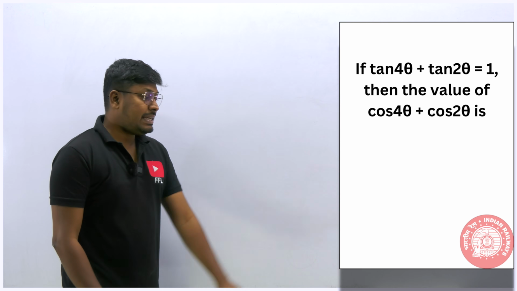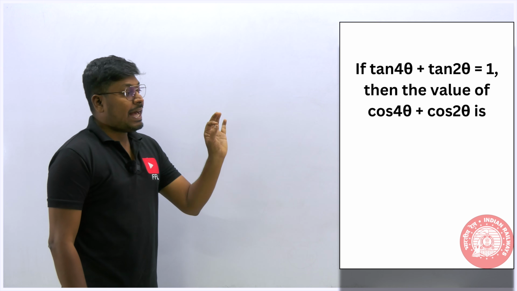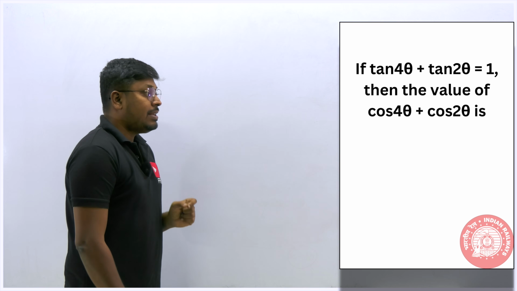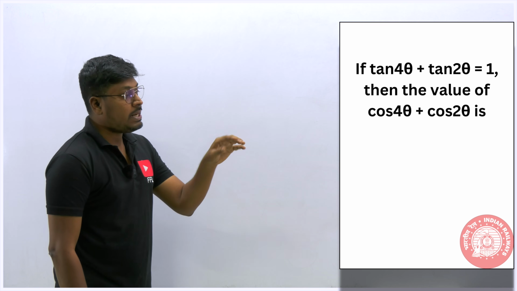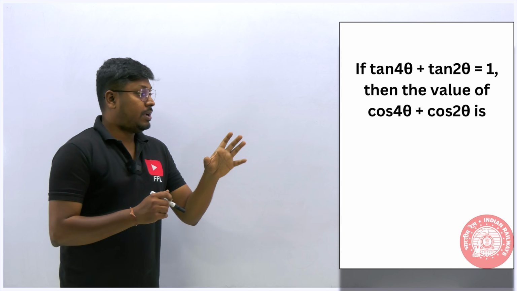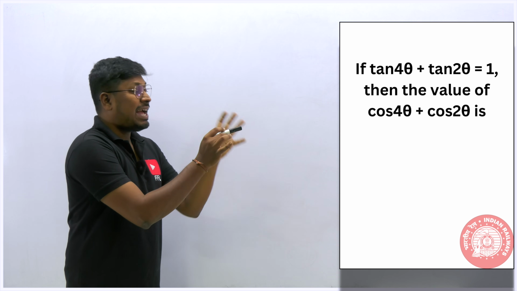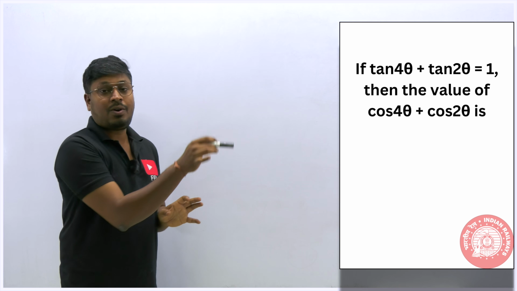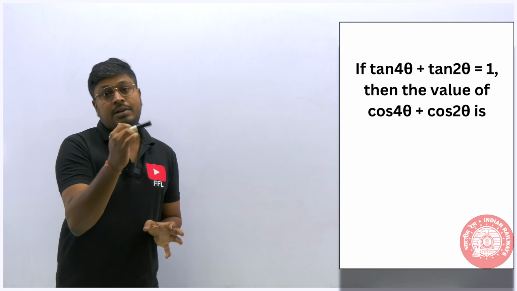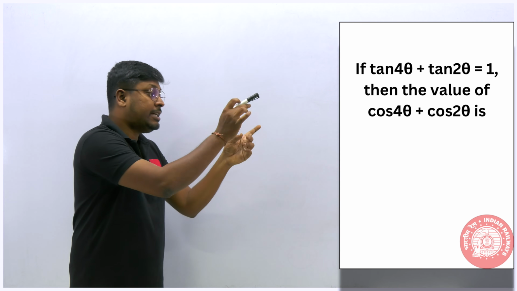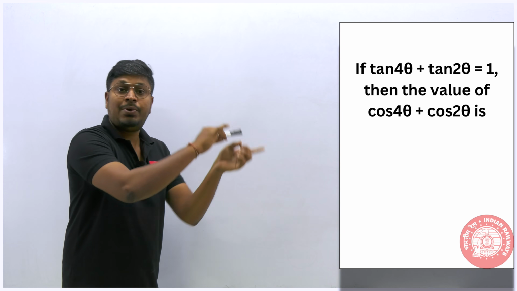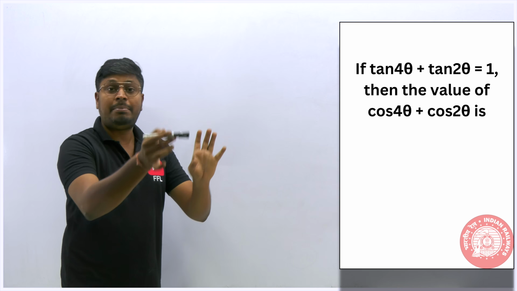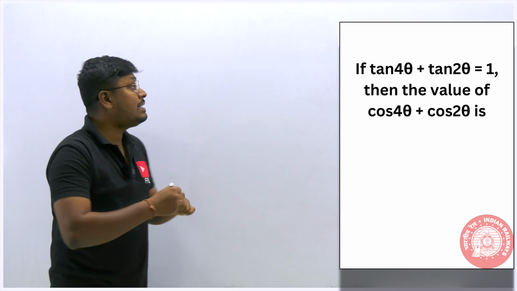So next question, it's a trigonometry question. If tan power 4 theta plus tan square theta is equal to 1, then find the value of cos power 4 theta plus cos square theta. See, they have given some values here, right? And our target is to find cos power 4 theta and cos square theta. They have given the value in terms of tan. We have to convert the value in terms of cos, right? Understood? We have to find the value in terms of cos theta, but the value they have given here is in terms of tan theta.